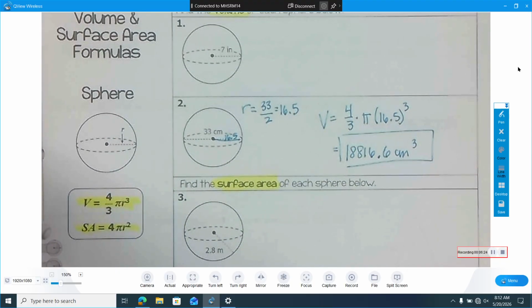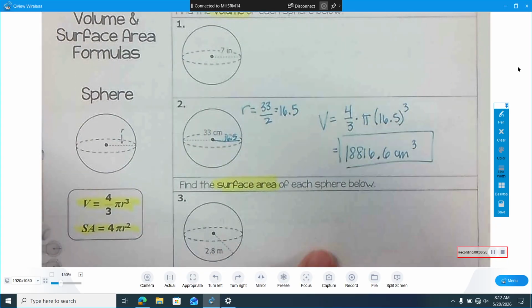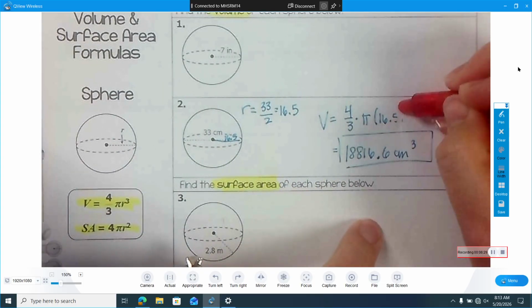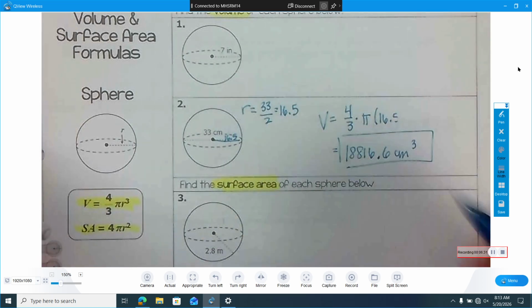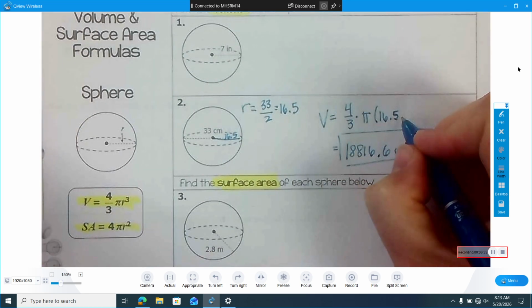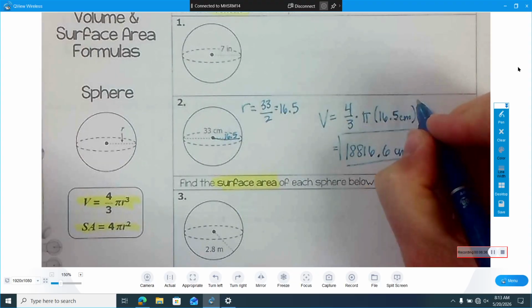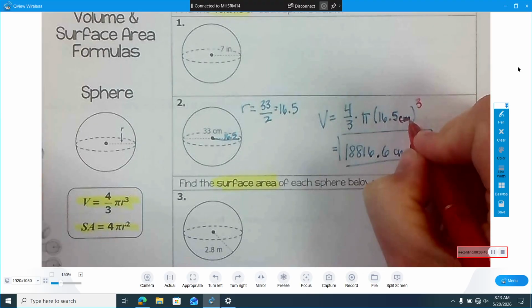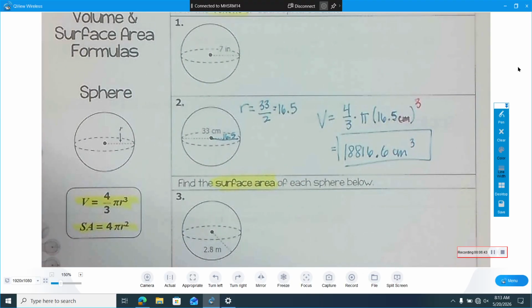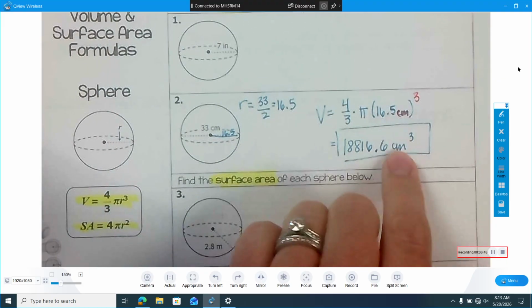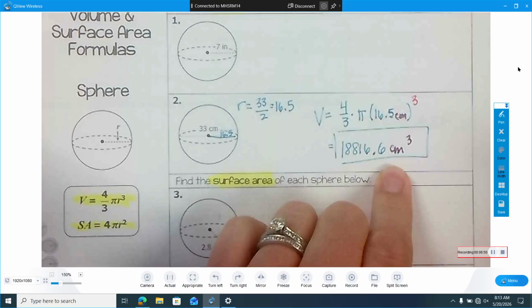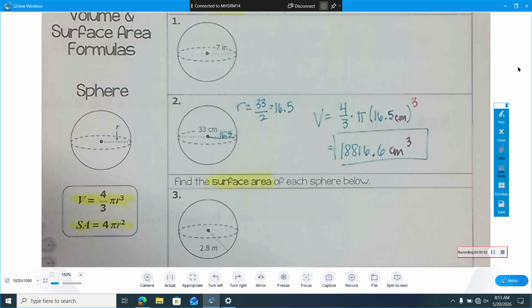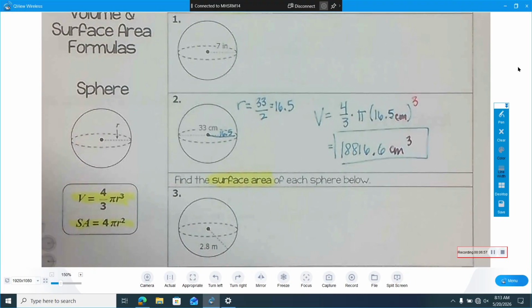And I don't know that I mentioned that in this class. I was very careful about it with my 8th graders who did this a couple weeks ago. Now, this is 16.5 centimeters that I am cubing. And so those are units that are also getting cubed. All right. And so centimeters times centimeters times centimeters is how we get those centimeters cubed. Because they are actually in the formula. You can keep them along for the ride, if you will, which is kind of nice.